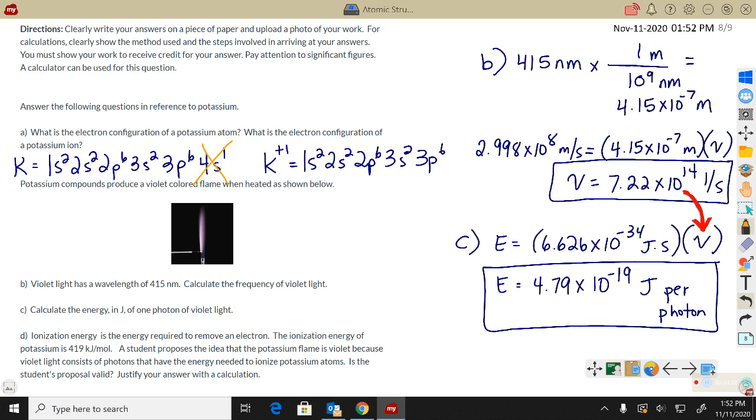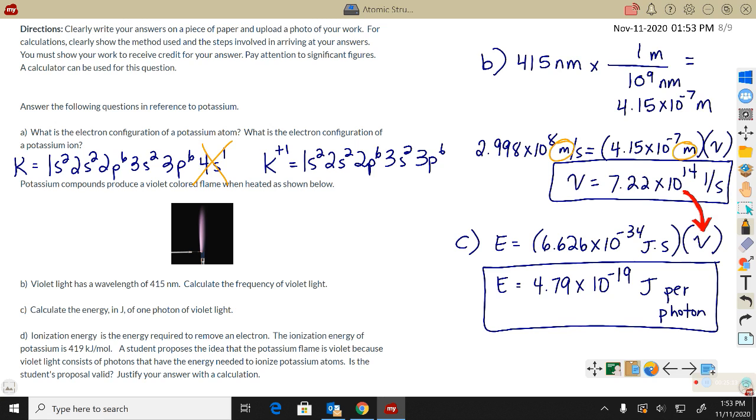They give me the wavelength of violet light as 415 nanometers. But before I can use the speed of light, I need to switch that to meters, so that meters and meters jive, right? So I've got my wavelength turned into meters. I've got the speed of light. I can calculate the frequency in units of, again, 1 over seconds, seconds to the negative 1st. The 415 was 3 sig figs, so I left 3 sig figs. And then in part C, I can use that frequency along with Planck's constant to solve for the energy of 1 photon of violet light. About 4.79 times 10 to the negative 19th joules per 1 photon.